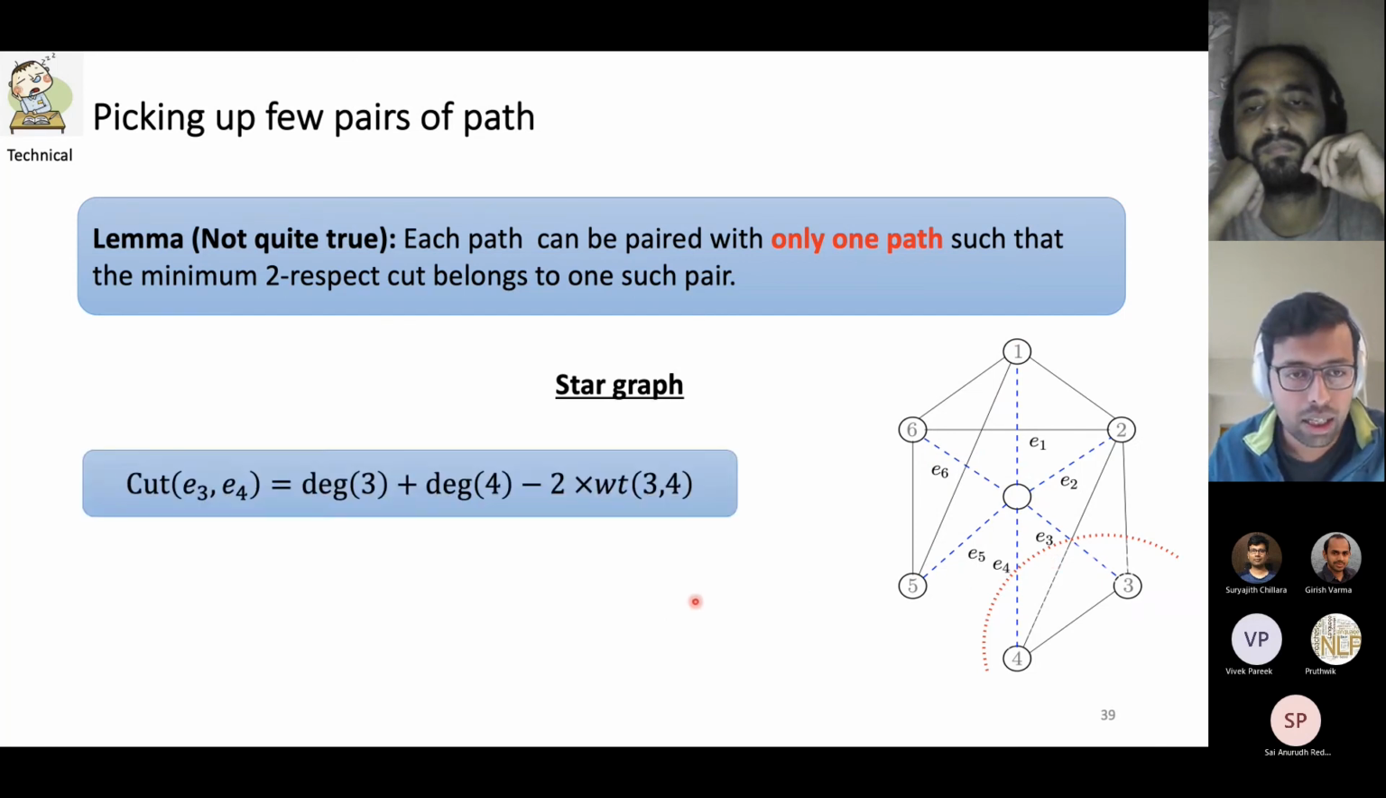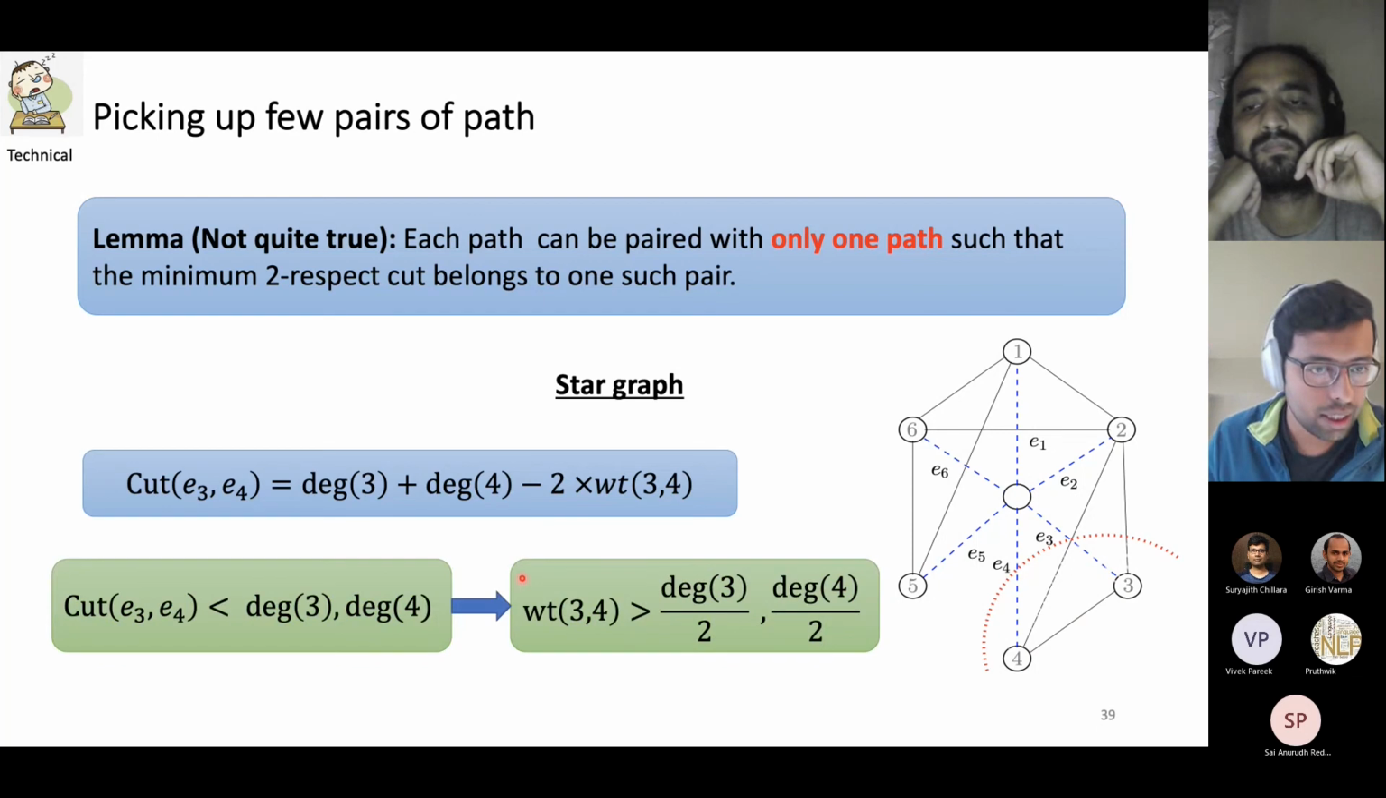Now in this, if you look at the cut value when you are cutting E3 and E4, it's not very hard to see that this is the expression. This is the degree of 3, all the edges going out of 3, plus all the edges going out of 4, minus what you overcounted, which should not have been counted, which is the edges like 3-4 kind of edges. You counted these twice, so you have to remove them twice. So this is not very hard to see.